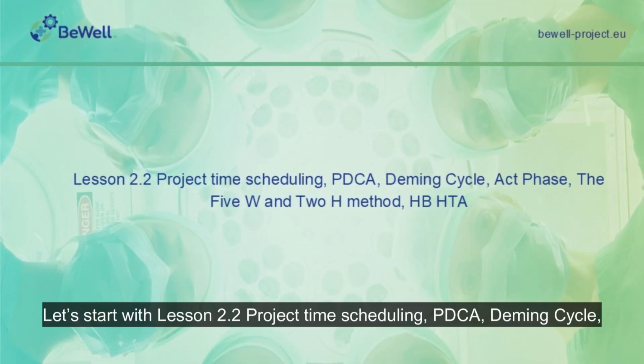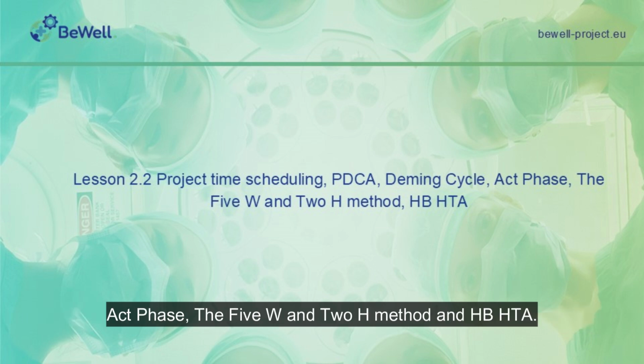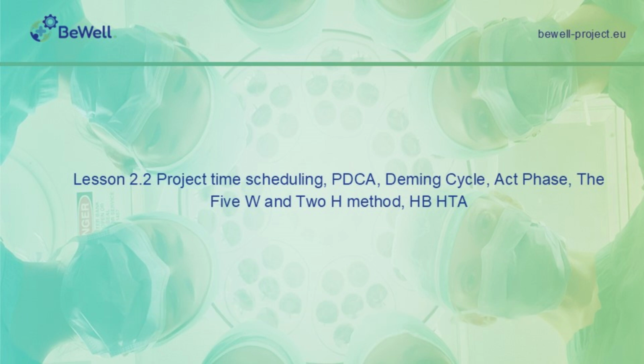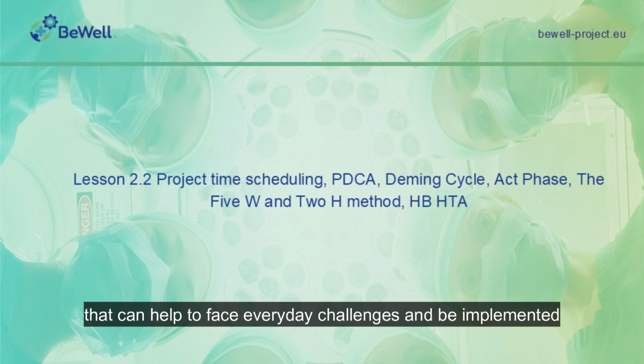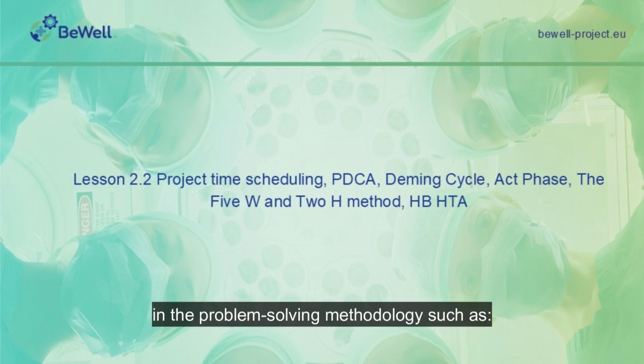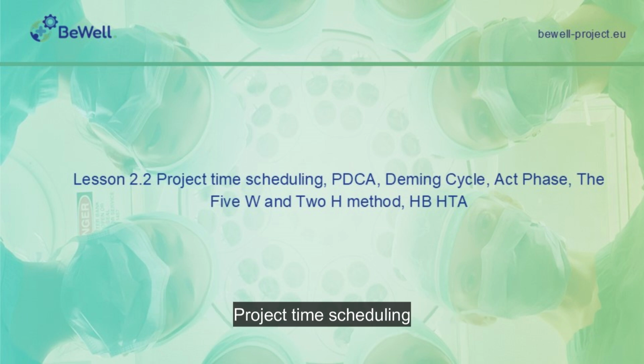Let's start with Lesson 2.2: Project Time Scheduling, PDCA, Deming Cycle, Act Phase, the 5W and 2H method and HBHTA. In this lesson we'll look at some methodological tools that can help to face everyday challenges and be implemented in the problem-solving methodology, such as Project Time Scheduling, PDCA Cycle, 5W and 2H method, Solution Matrix.